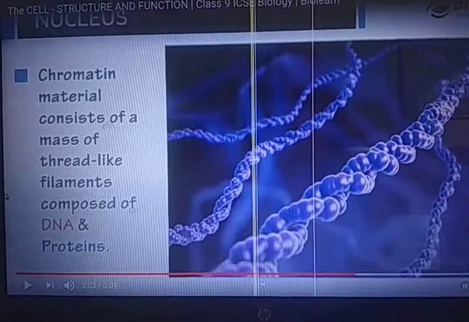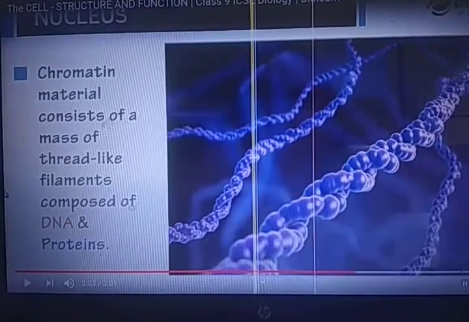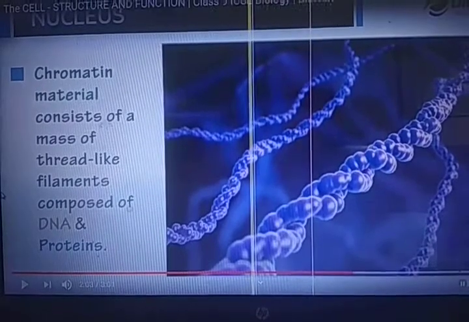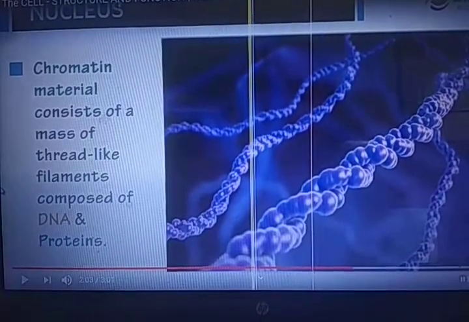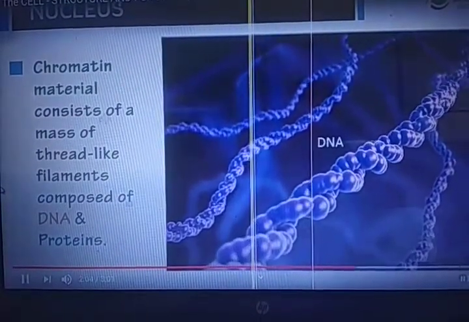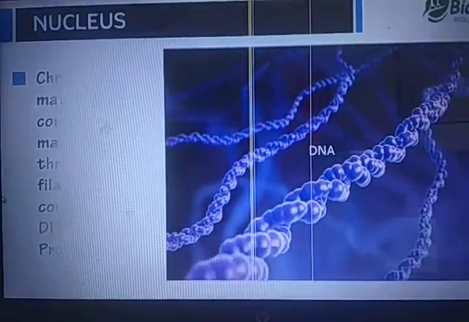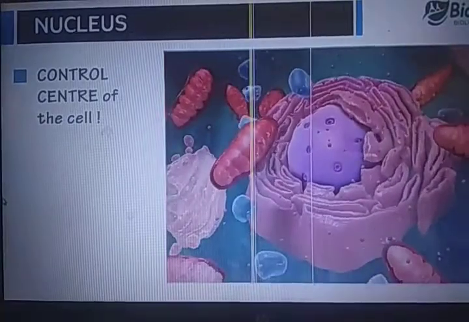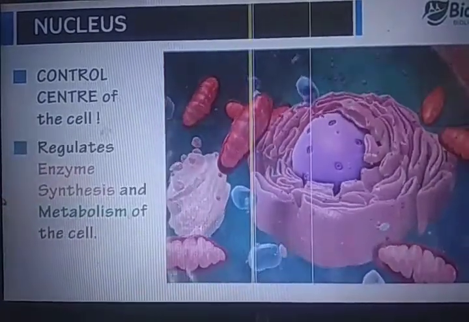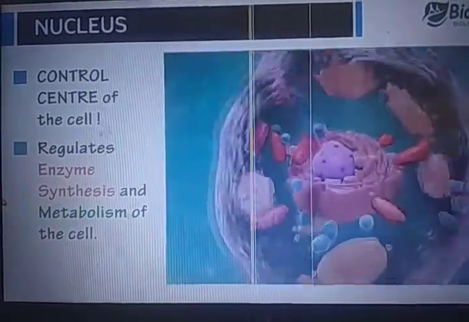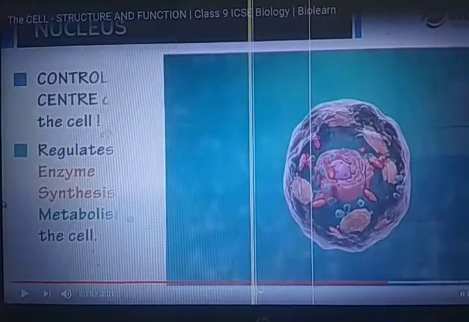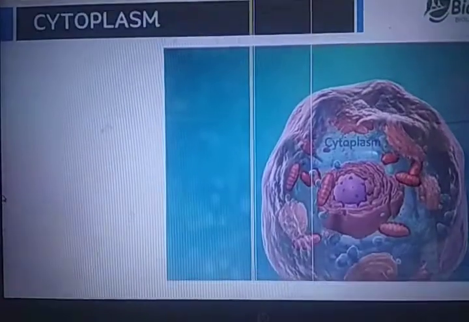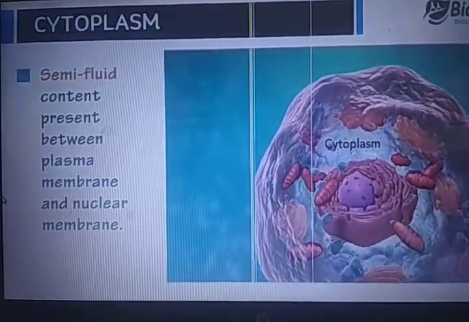And the next one, chromatin material. It consists of a mass of thread-like filaments composed of DNA and protein. You can see here the DNA. And the control center of the cell. Nucleus is the control center of the cell. It regulates the enzyme synthesis and metabolism of the cell. That means most of the functions are in the nucleus.